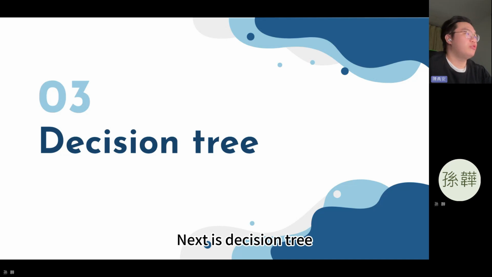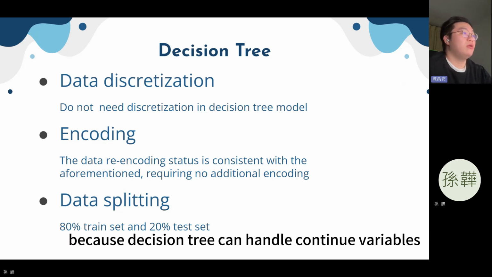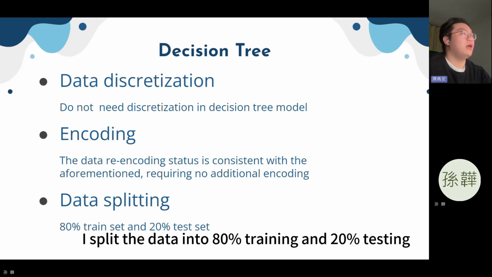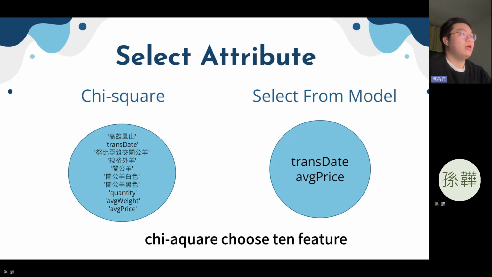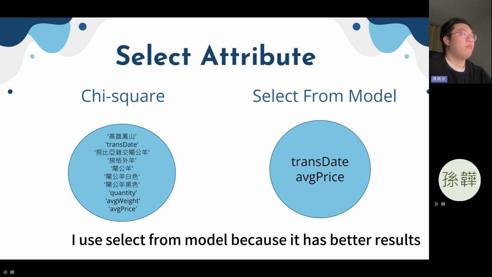Next is the decision tree. I didn't perform additional transformation because a decision tree can handle continuous variables and encoding was done as mentioned earlier. I split the data into 80% training and 20% testing. Here, in variable selection, I use 2 methods. Chi-square chooses 10 features and SelectFromModel chooses 2 features. I use SelectFromModel because it has better results when modeling.